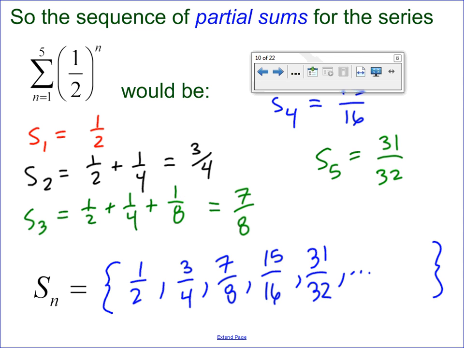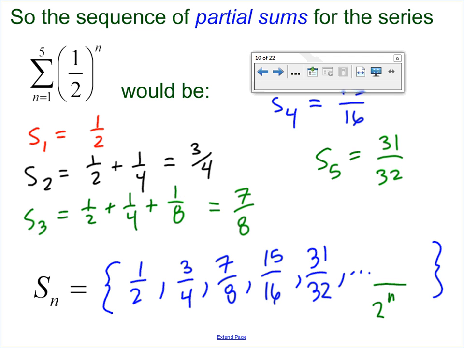2, 4, 8, 16, 32, those are all what? Those are all 2 to the powers. In fact, this is 2 to the 4th. And that's the 1, 2, 3, 4th term, yes? Oh gosh, it's going to work out nicely. So my denominator looks like that's easy to write in general.